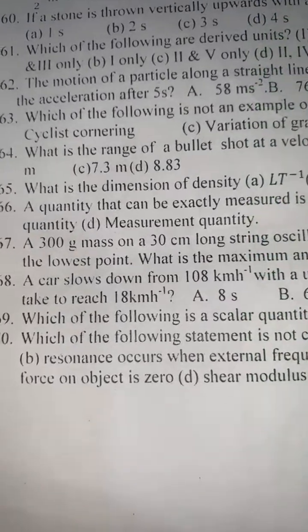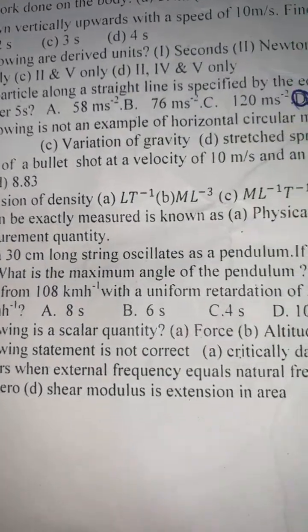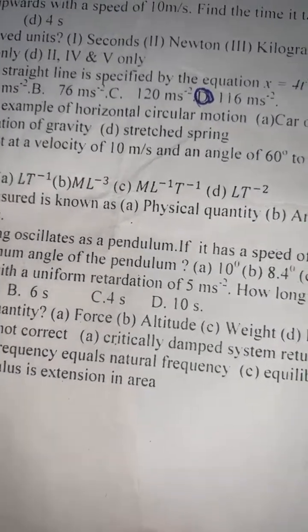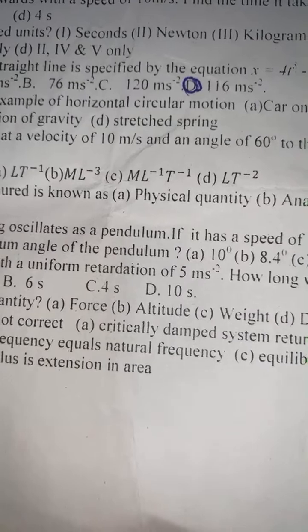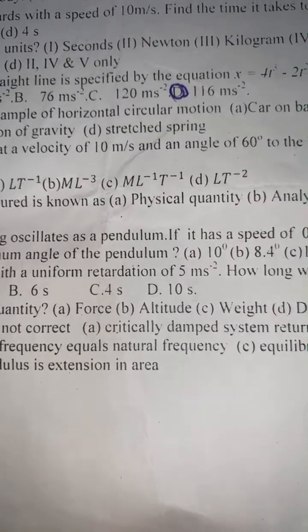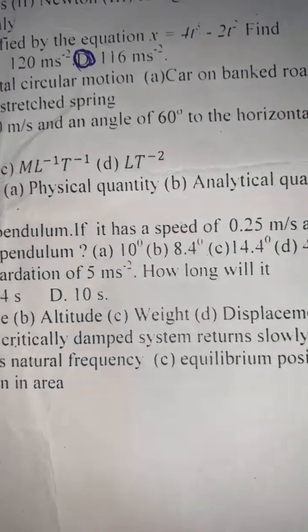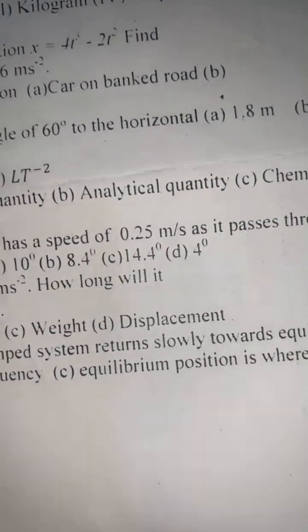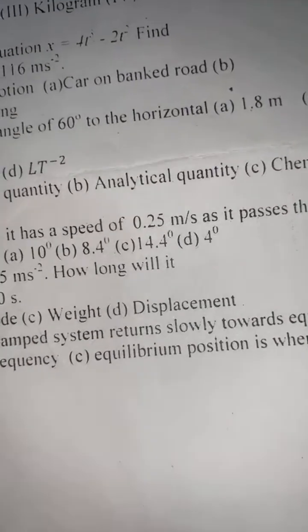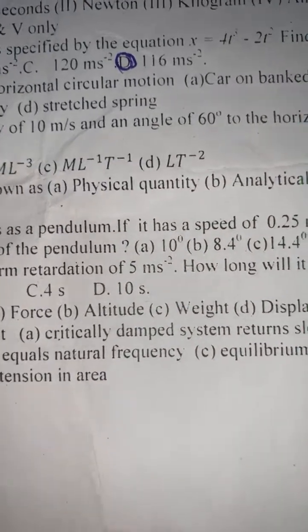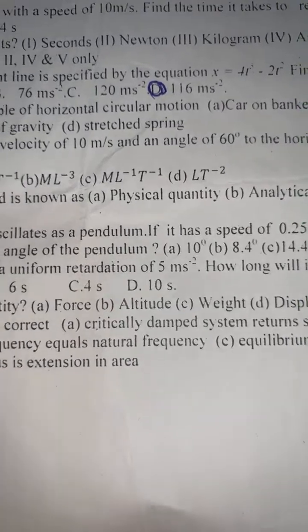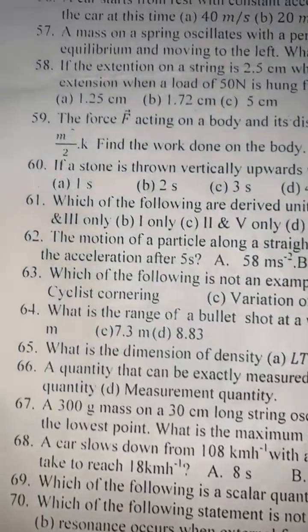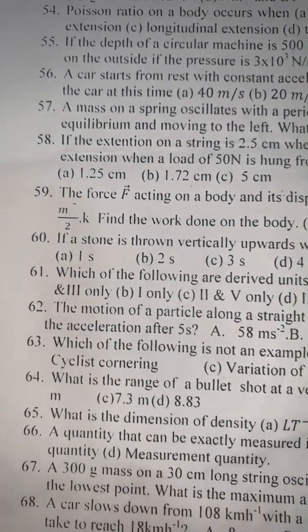69 said, which of the following is a scalar quantity? You know, of course, scalar quantity has magnitude but no direction. So force is a vector quantity. Weight, mass and acceleration are vector quantities. Displacement is a vector quantity. It's distance that is a scalar quantity. Altitude is talking about height. Altitude is a scalar quantity. Are you not seeing how cheap these questions are? So it means you can finish them.